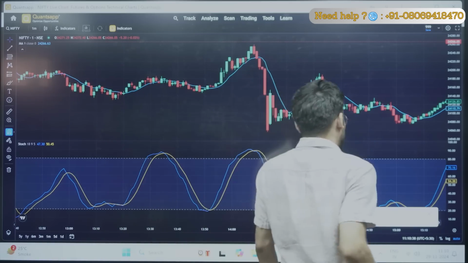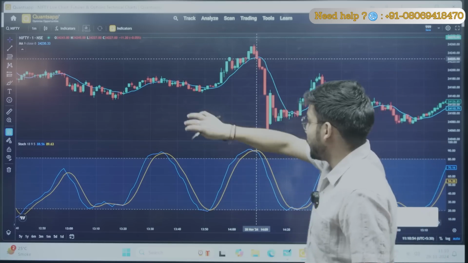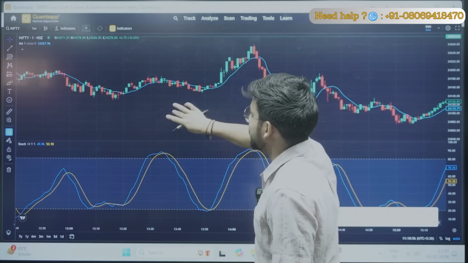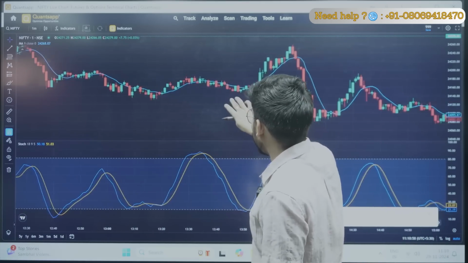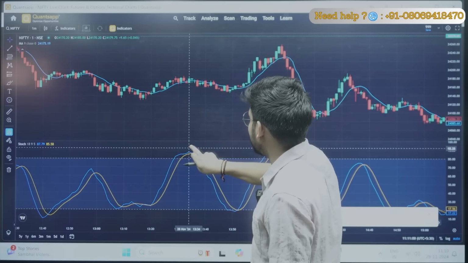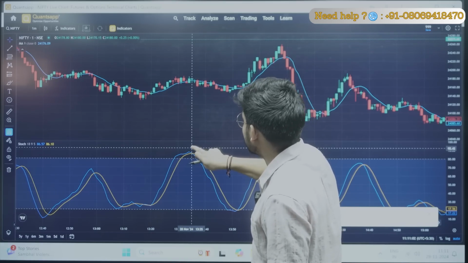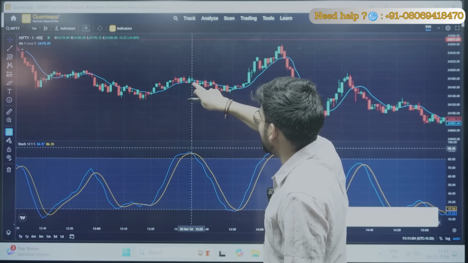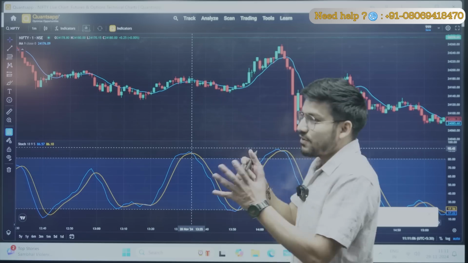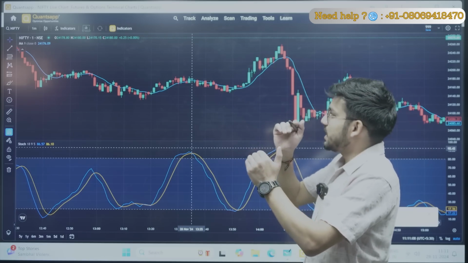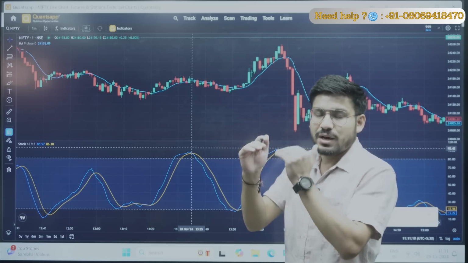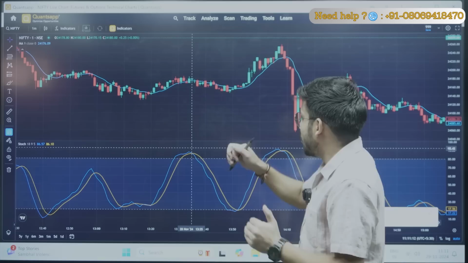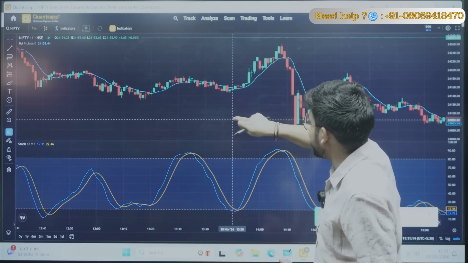Let's see some other example as well. Let's go back here and see if I'm getting some other examples. I got a crossover here at this point of time. Approximately this was the candle, but after that you can see there was no candle which was giving me the closing and the higher price the same. Okay, I got a candle here at this point of time.